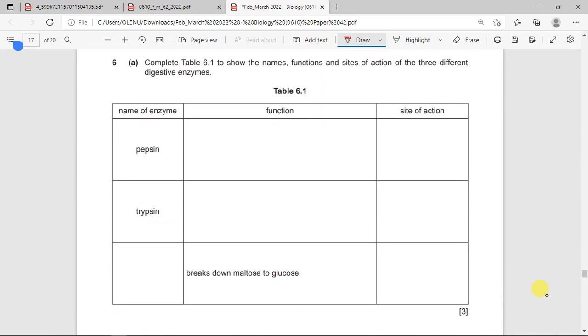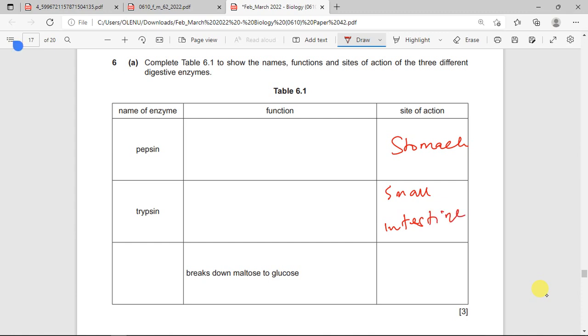Now the last question, question 6. We are almost done. Complete table 6.1 to show the names, function, and site of the 3 different digestive enzymes. So pepsin, site of pepsin is stomach. Trypsin, the site of trypsin is the small intestine, the upper part, which is the duodenum, but you can just write small intestine.